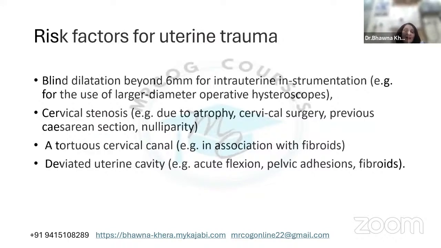A tortuous, disfigured cervical canal, because of the association of fibroids, could be one example. Deviated uterine cavity, which can be due to acute flexion, pelvic adhesions, and fibroids. So, deviated uterine cavity.